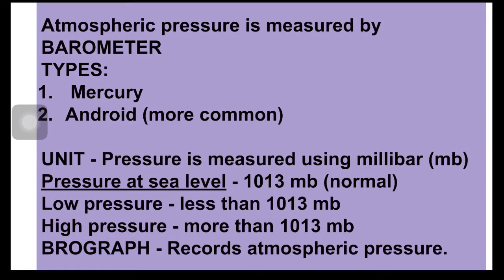Now atmospheric pressure is measured by barometer, and the types of barometer are mercury barometer and aneroid barometer. Aneroid barometer is the more common instrument. Millibar is the unit to measure the pressure. Pressure remains 1013 MB as normal at the sea level. When pressure increases, it is considered as high pressure. When it decreases below this, it is considered as low pressure. A barograph records atmospheric pressure.